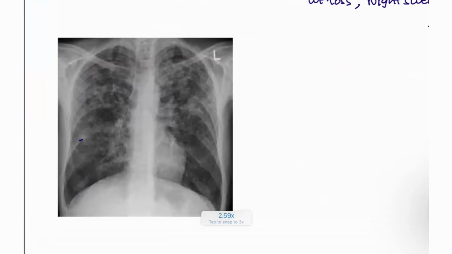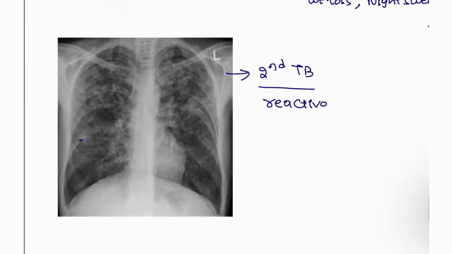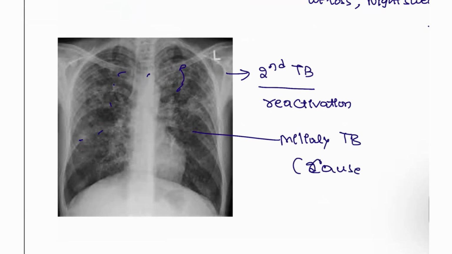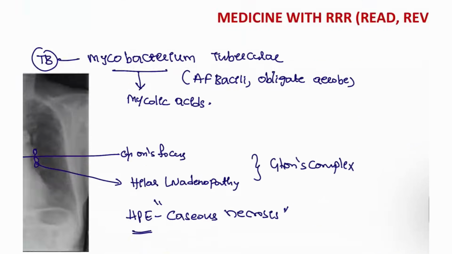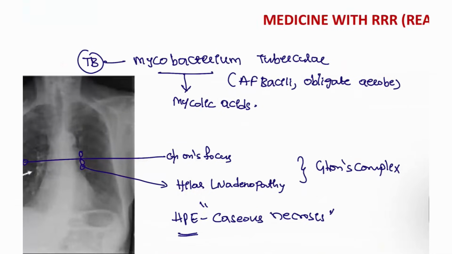And coming to this one, this is secondary TB due to reactivation. Okay, reactivation. What is this? All infiltrates. This is known as miliary TB. The cause of this one will be hematogenous spread. TB does not only involve the lungs, it will involve multiple organs. For example, when it involves the spine, it is known as Pott's spine.